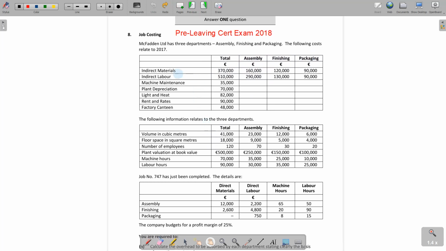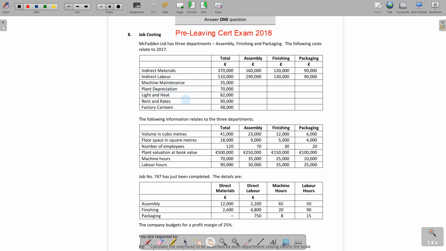Now, if we go down, we have machine maintenance costs 35,000, plant depreciation costs 70,000, light and heat is 82,000, rent and rates 90,000, and factory canteen 48,000. So none of these generate revenue. Remember, we were talking about that. The assembly bit goes directly into the product. The finishing has a direct relationship to the product. The packaging has a direct relationship with the product. But machine maintenance doesn't have a direct relationship, plant depreciation isn't direct, nor are light and heat, rent and rates, and factory canteen. They have no relationship really to the end product. But each of these are necessary in order to create the product.